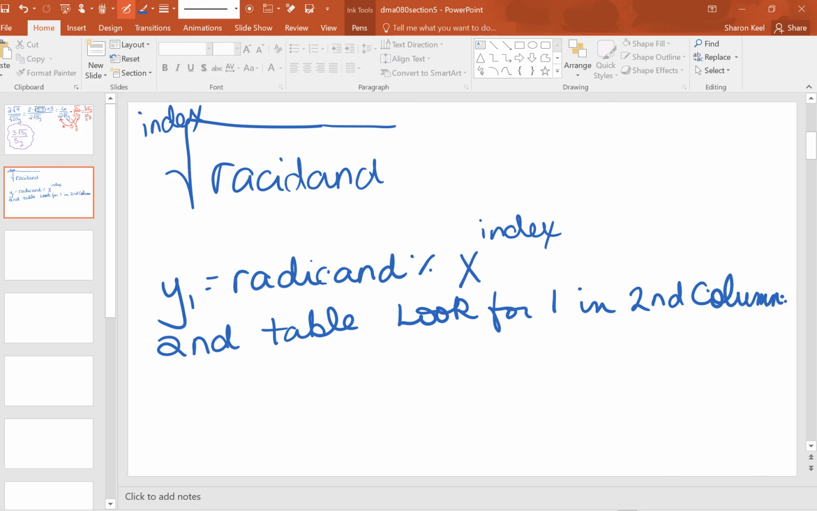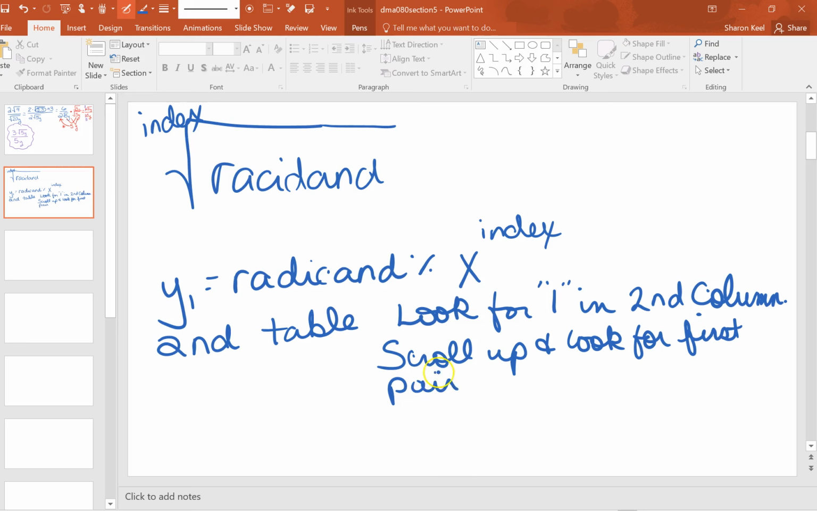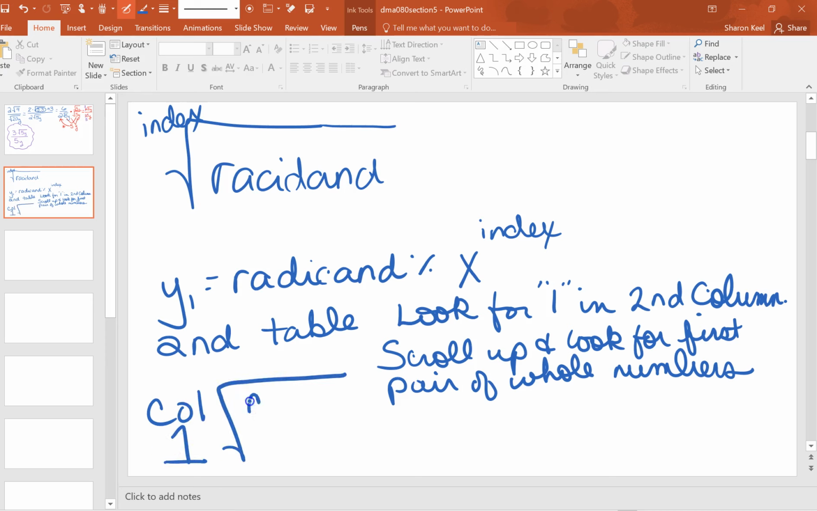If you find the 1, you have a perfect cubed root and your answer comes out and there's nothing left under the radical. If you cannot find the 1, you're going to scroll up and you're going to look for the first pair of whole numbers. When you look for that first pair of whole numbers, what is in column 1 is going to come out from under the radical. What you find in column 2 is going to stay under the radical.